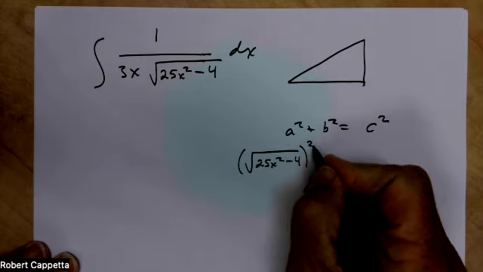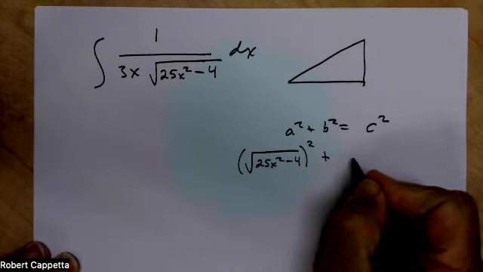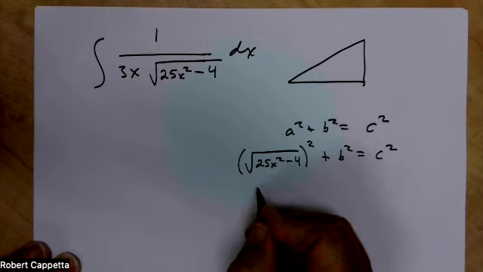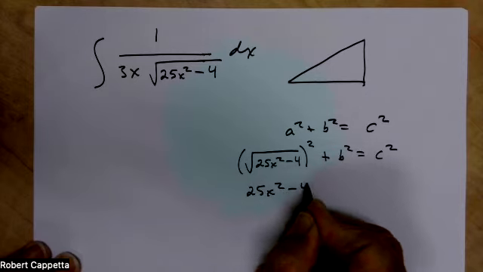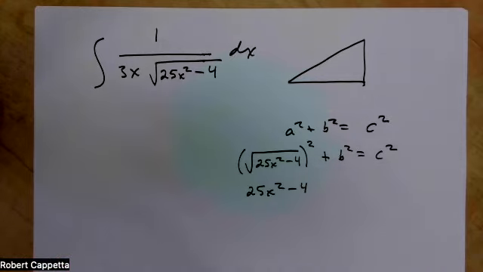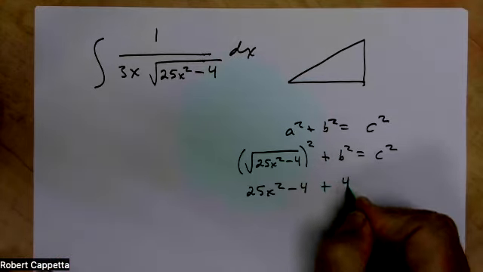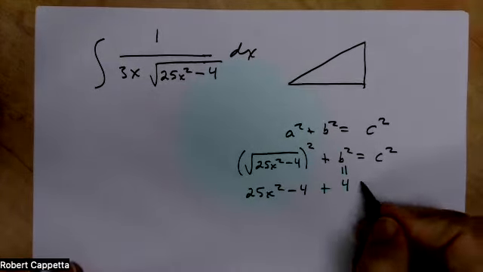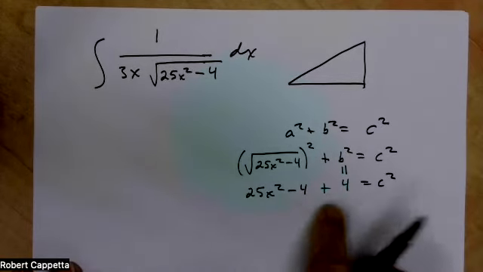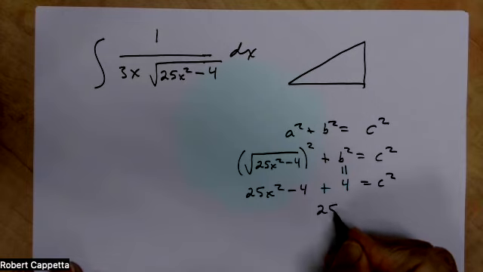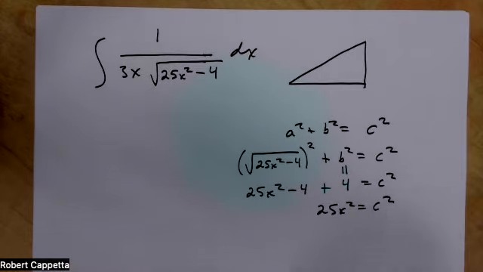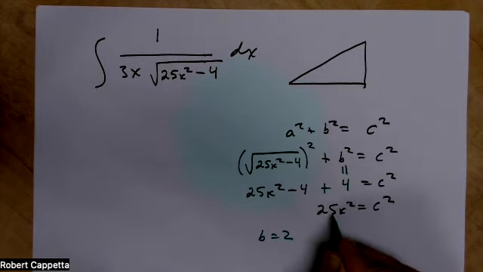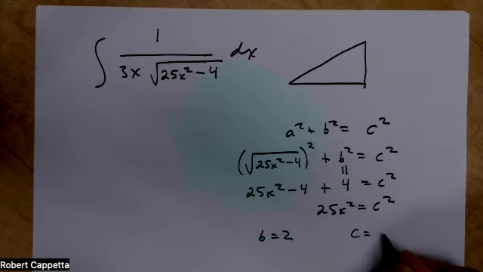Then we can square that, plus something I'm going to want for my b squared, to equal c squared. So hopefully you can see where this is headed. 25x squared minus 4. To get rid of the number here, I'm going to have to add 4. So if that's the case, b squared is 4. And then what's left here is c squared. So I've got 25x squared is c squared. So looking at this, b squared is 4, so that would make b equal to 2. c squared is 25x squared, which makes c equal to 5x.